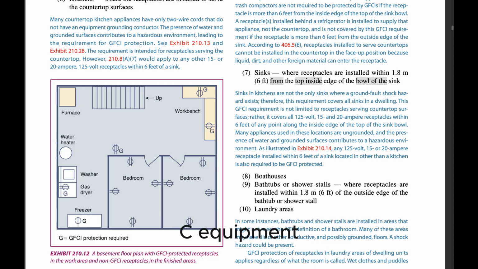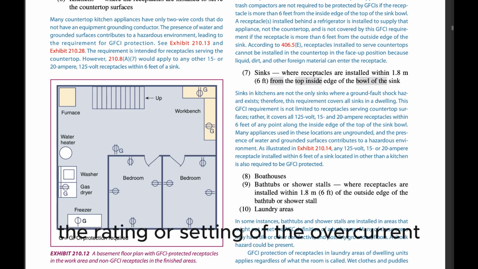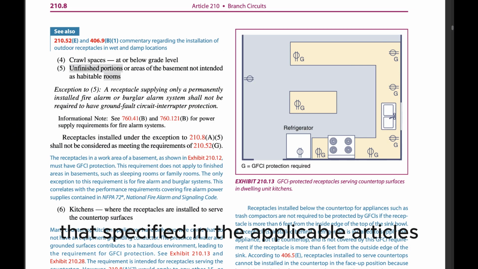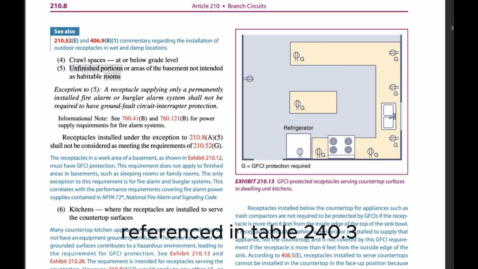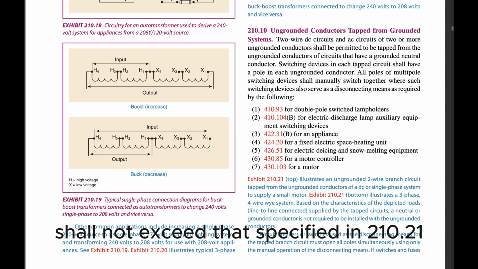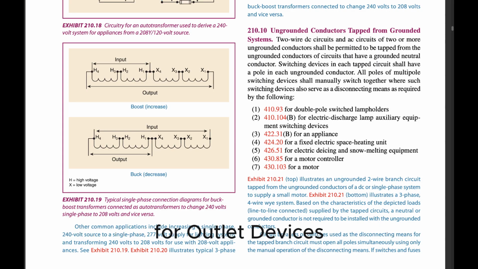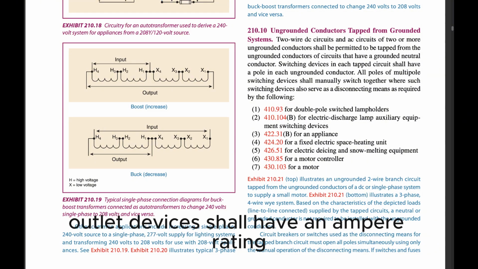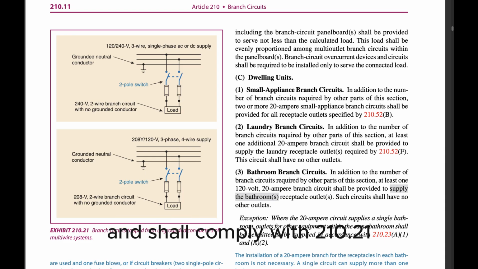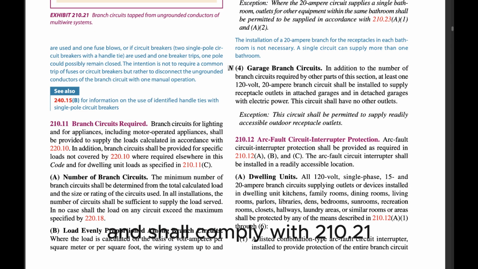C. Equipment. The rating or setting of the overcurrent protective device shall not exceed that specified in the applicable articles referenced in Table 240.3 for equipment. D. Outlet devices. The rating or setting shall not exceed that specified in 210.21 for outlet devices. 210.21 Outlet devices. Outlet devices shall have an ampere rating that is not less than the load to be served, and shall comply with 210.21(A) and (B).